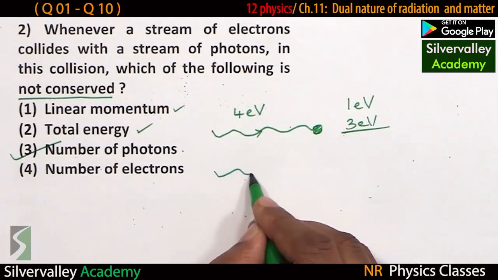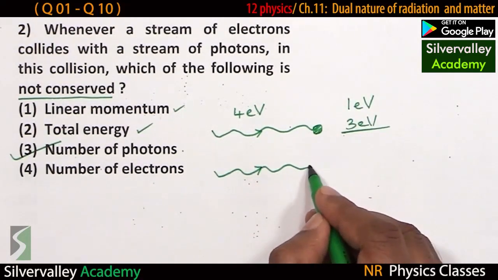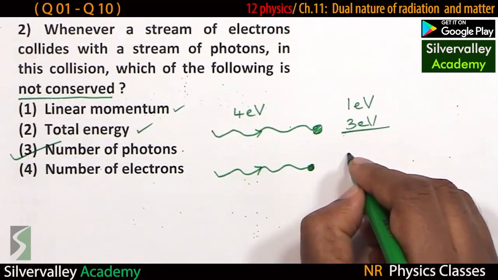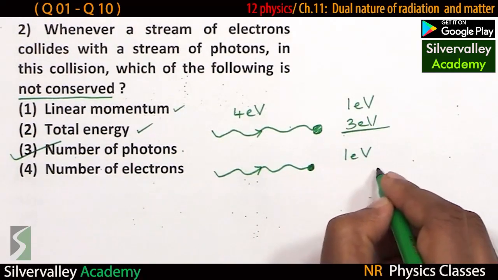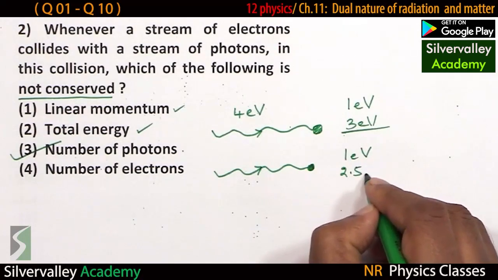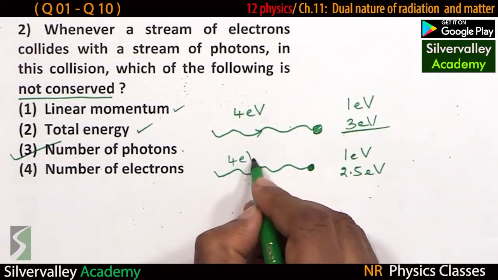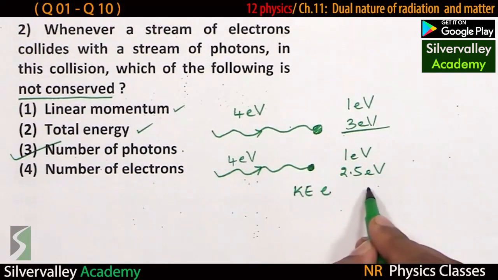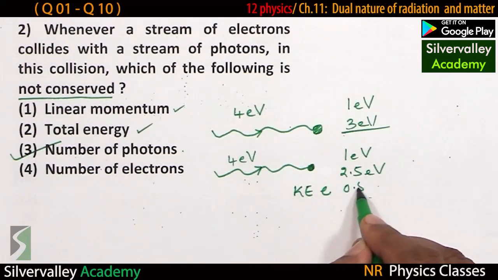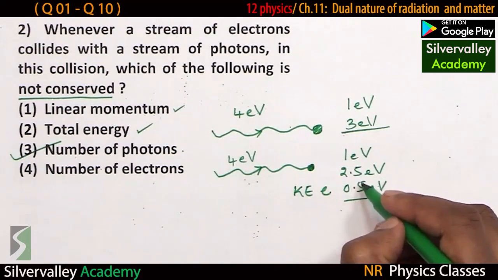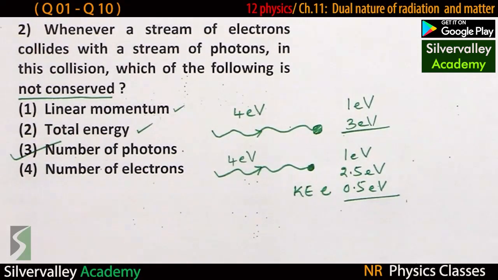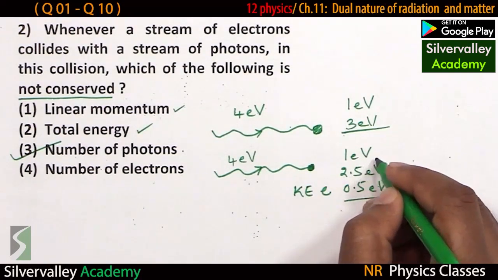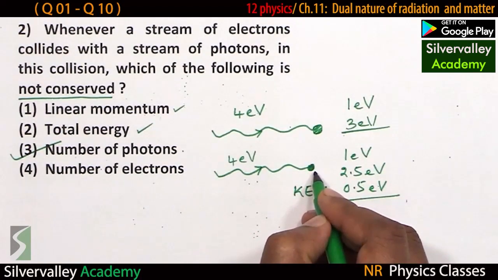Suppose if the collision is like this, photon interacts with an electron and energy of first photon is 1 eV, energy of second is 2.5 eV, initial energy is 4 eV, okay, in my example. Then kinetic energy of electron is remaining 0.5 eV. See, sum of these three is equal to 4 eV. Why the photon number is not constant means the electron can have different energy levels.